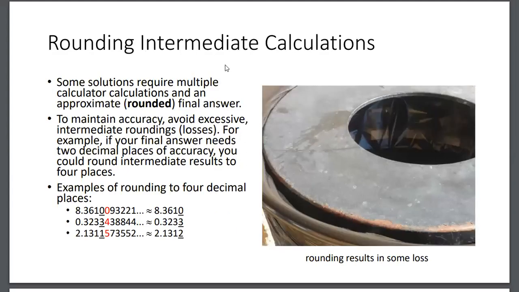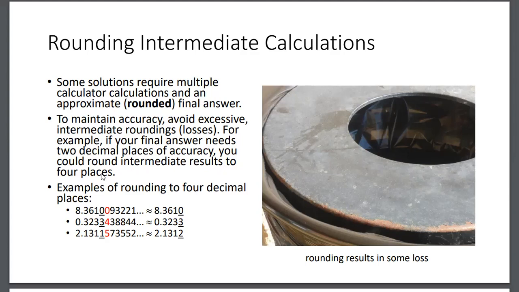Rounding intermediate calculations. Some solutions require multiple calculator calculations and an approximate, rounded final answer. To maintain accuracy, avoid excessive intermediate roundings because every rounding is a loss of part of the value of the number. May be small, but they can accumulate if you do several of them before you get to your end result. For example, if your final answer needs 2 decimal places of accuracy, you could round intermediate results to 4 decimal places if you have to do any rounding.